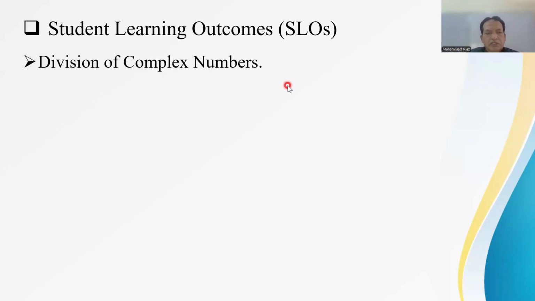The first SLO today: division of complex numbers. After this Zoom session, inshallah, you will be able to understand and solve problems about division.